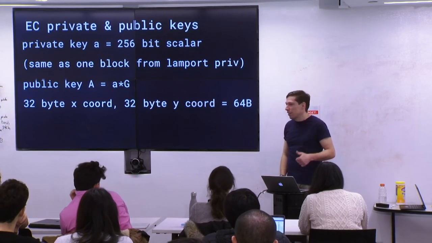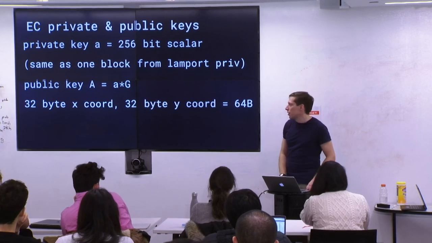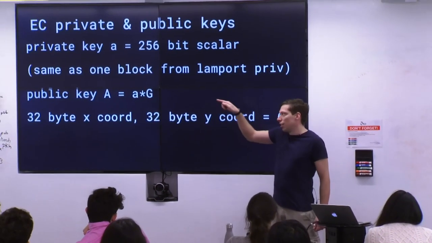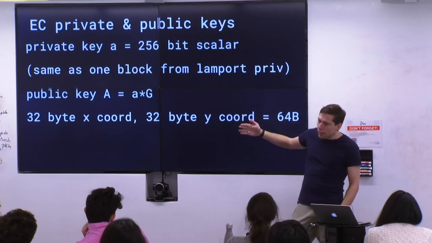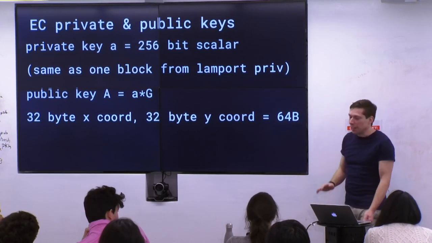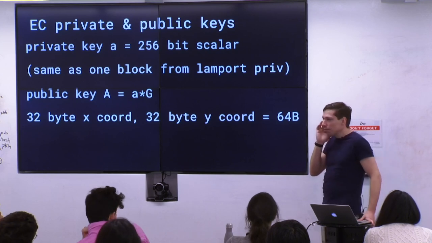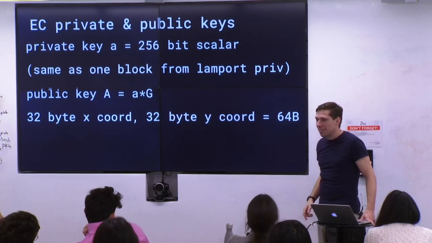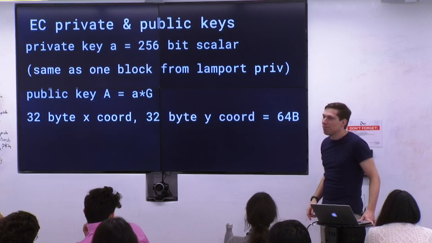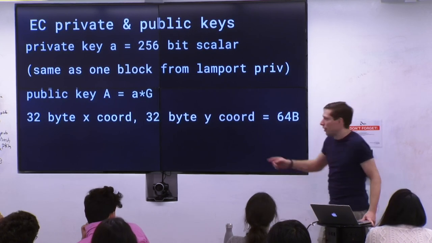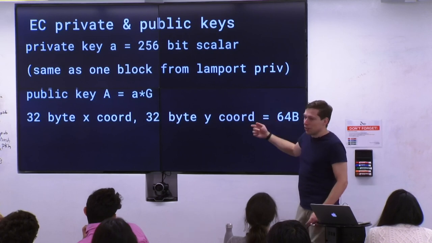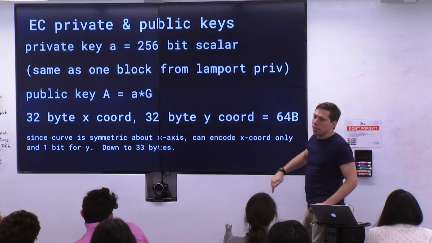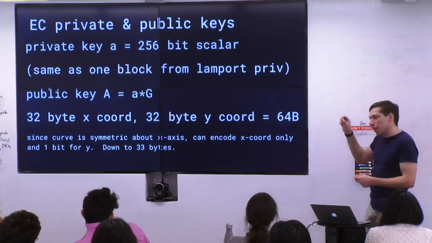There's a nicer way. Any ideas? Okay, so the thing is, it's symmetric, right? So the curve is symmetric about the x-axis. Any ideas? You just put one of the x or y coordinates and say which side. Right. So you take the x coordinate and encode that, and then just have one bit for whether it's on the top or on the bottom, and then let them figure out exactly where it is.